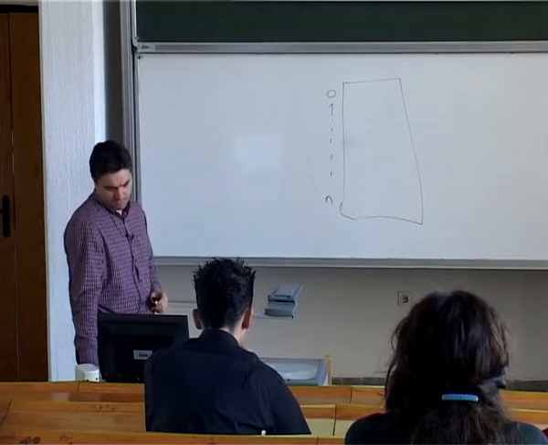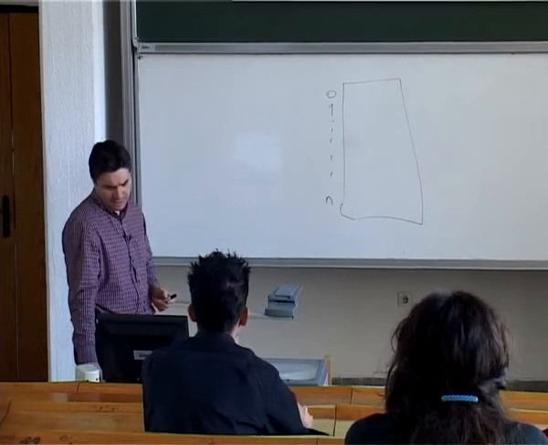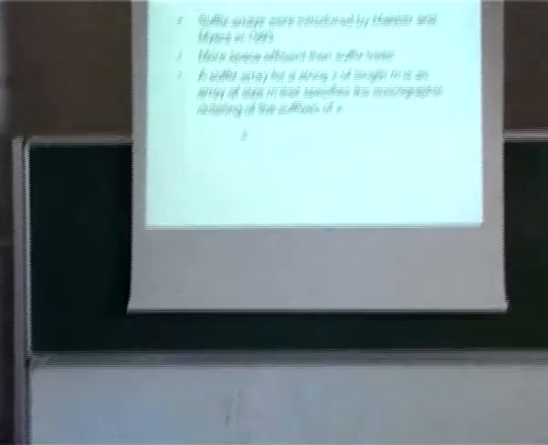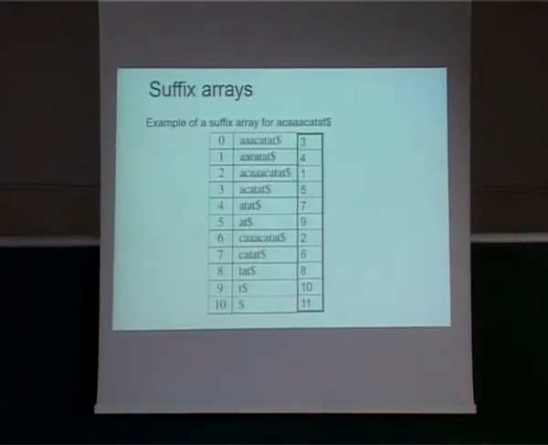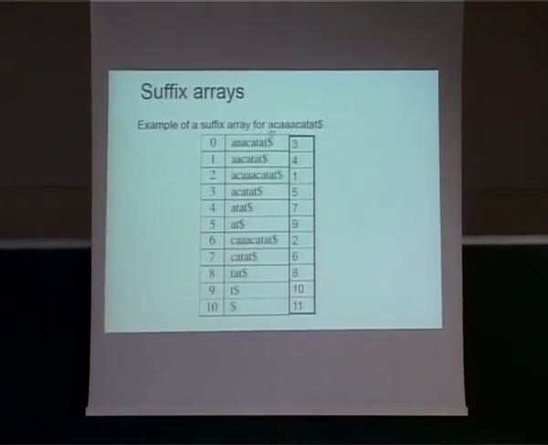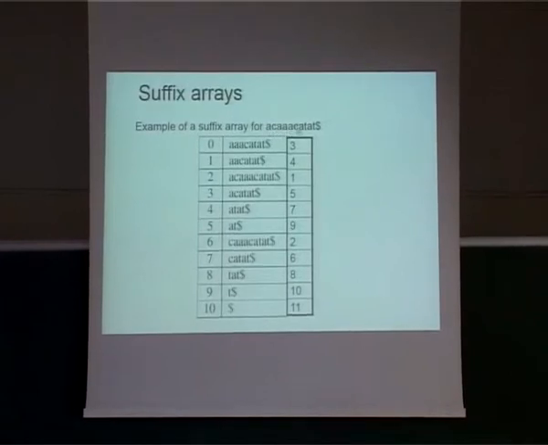Okay, so a suffix array for a string x of length m is an array of size m that specifies the lexicographic ordering of the suffixes. So it's like this. This is an example string, ACAAACATAT$.